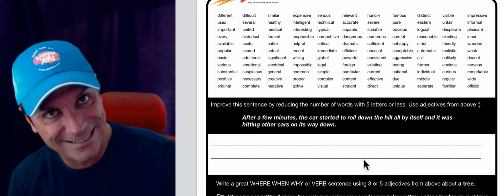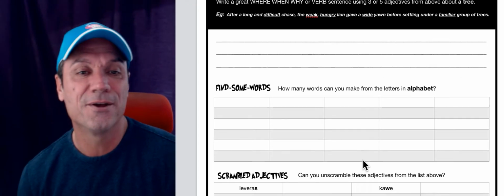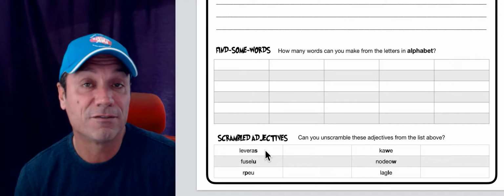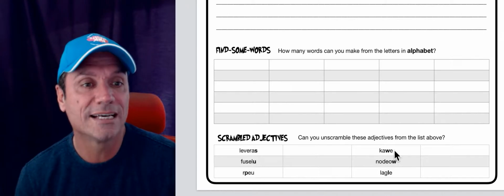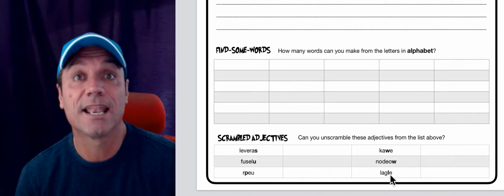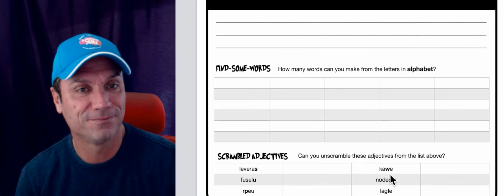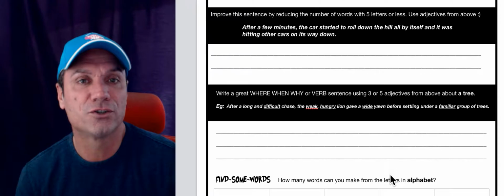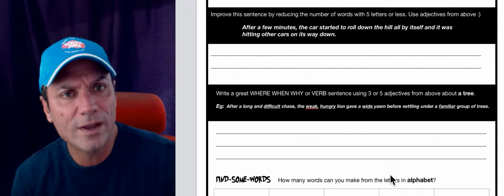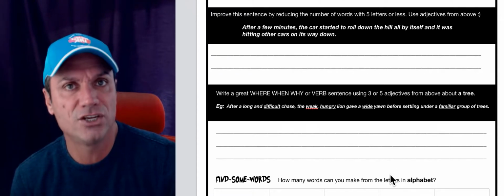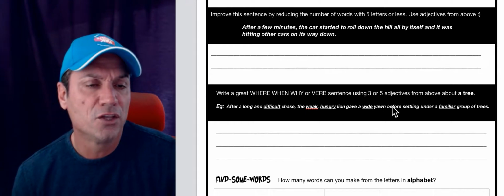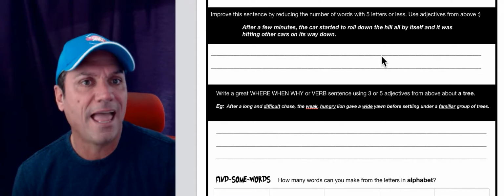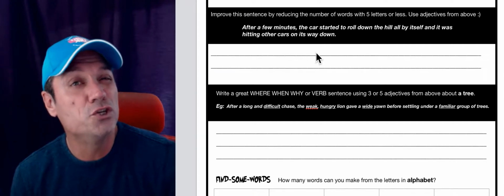And back. All right, how did you go? They were several, useful, pure, weak, wooden, and legal. How did you go? All right, let's move on to our sentence writing. We're going to practice 2 major things over the next 3 weeks. That is using adjectives and reducing the amount of words we use to say something.